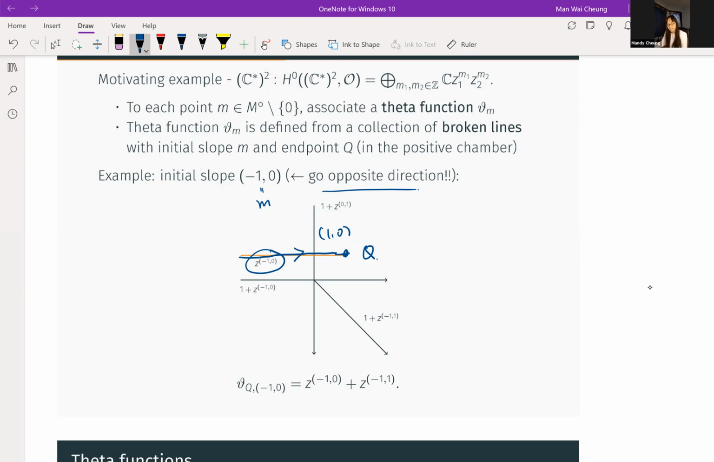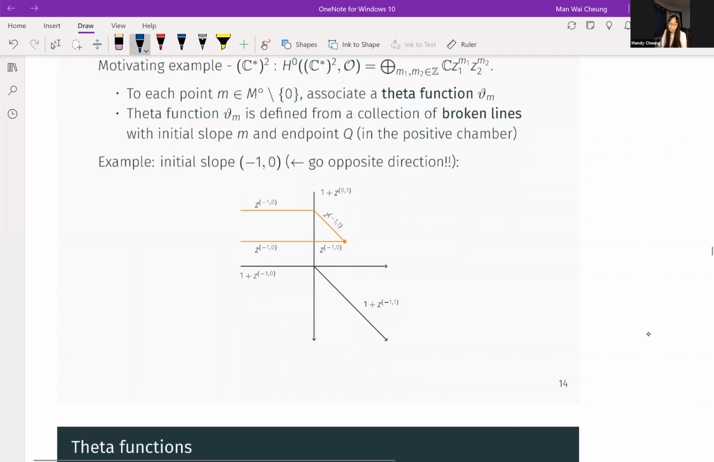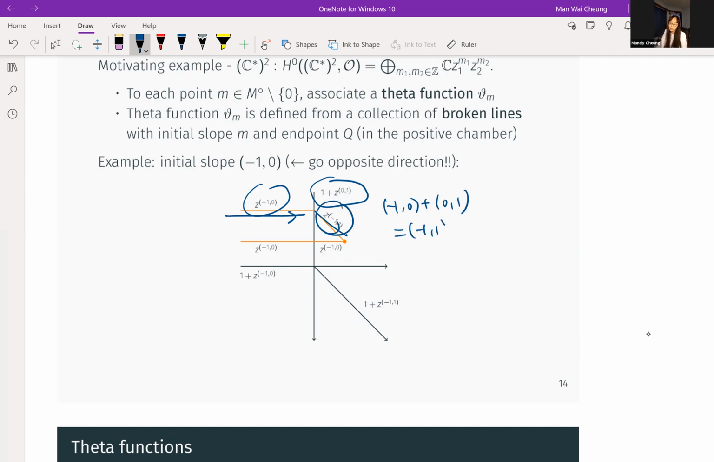It isn't exciting yet, because I got the term broken here. Broken just means it bends over a wall. So this is the second example. I have a monomial and this initial direction. When I bend over a wall, it bends according to the data of this wall function. As in the calculation we did before, in this case it is (-1, 0) plus (0, 1). So I have this direction (-1, 1), which will arrive at this q as well.